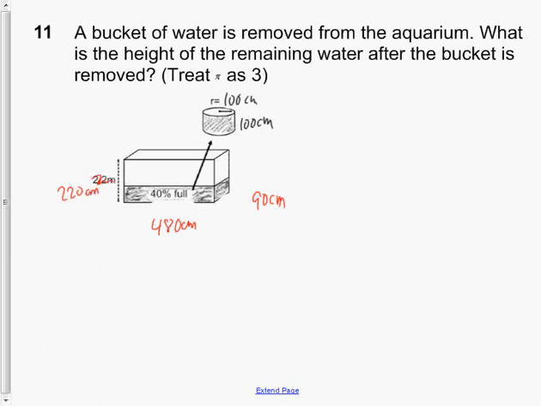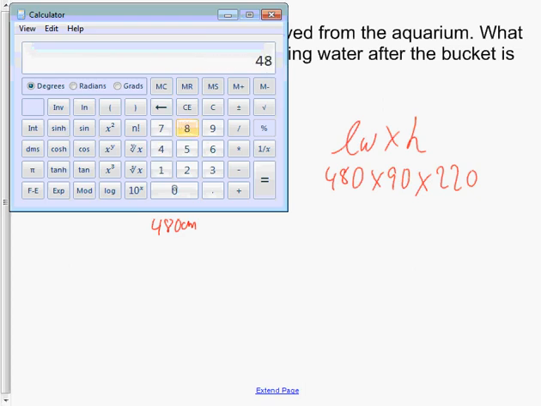Okay, so the area of the base times the height of the prism will be 480 as the length of your aquarium, multiplied by the width of the aquarium, multiplied by the height of the total aquarium, which is 220. So if I multiply that all out, the area of the base times the height of the prism equals 9,504,000 cubic centimeters of space. That's what the whole aquarium is.